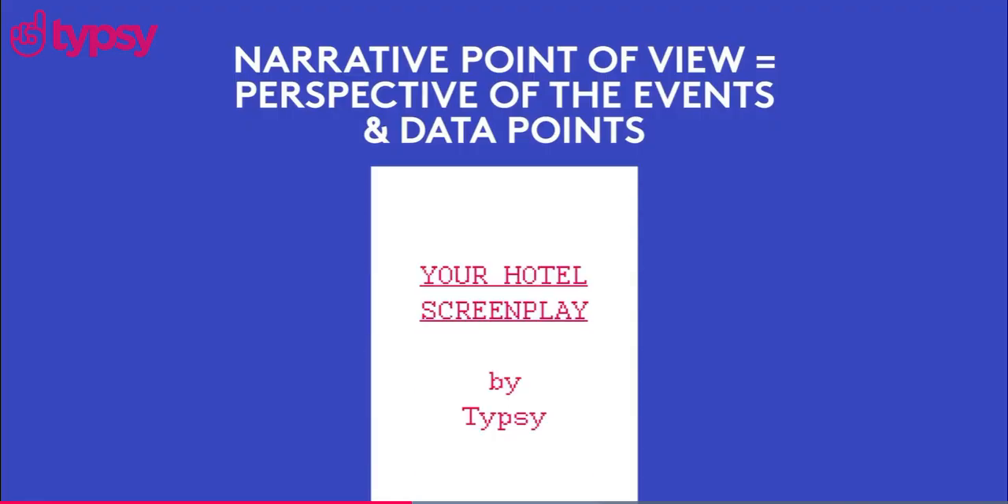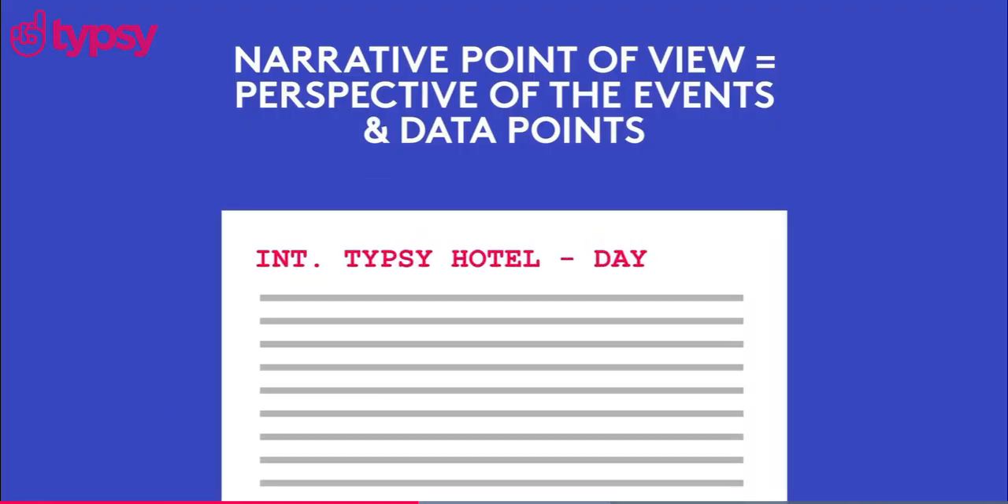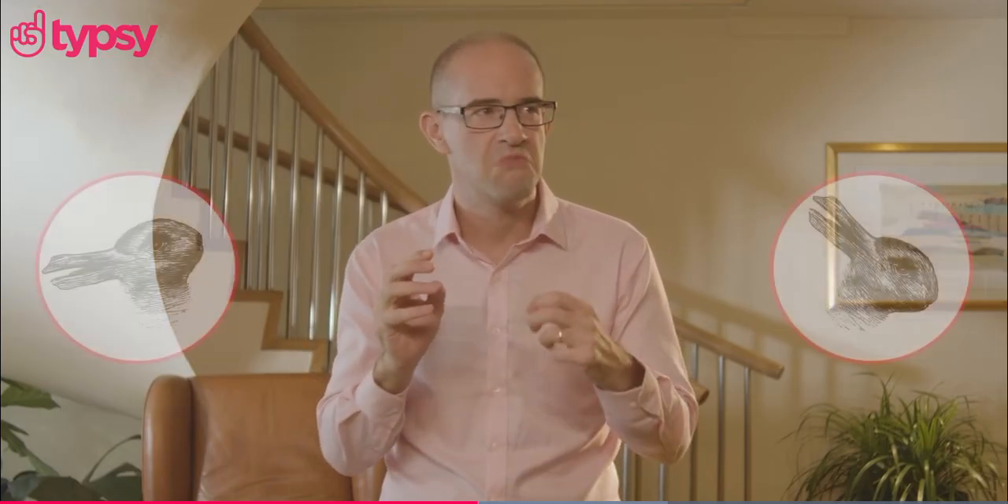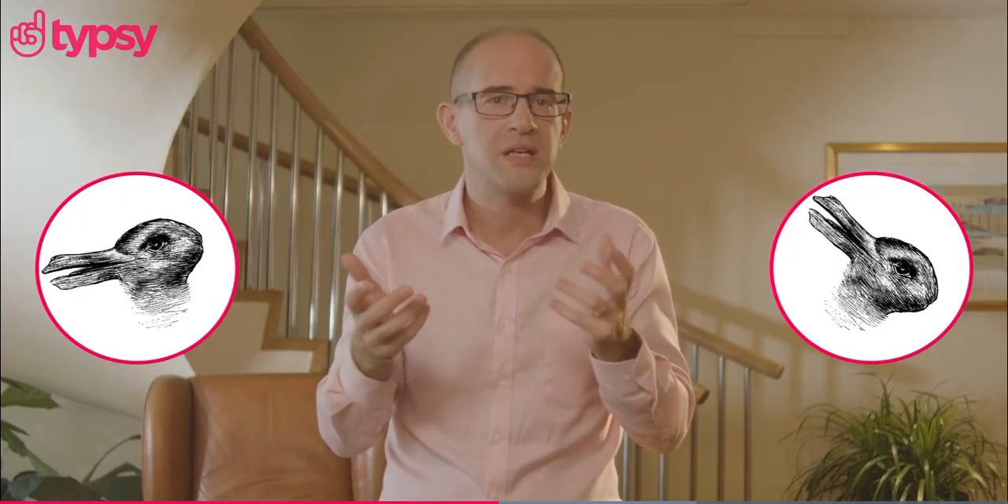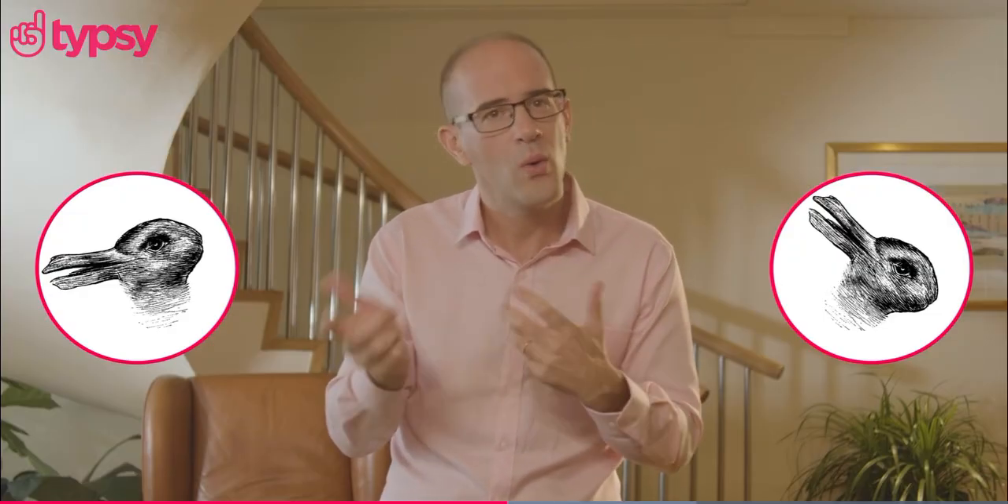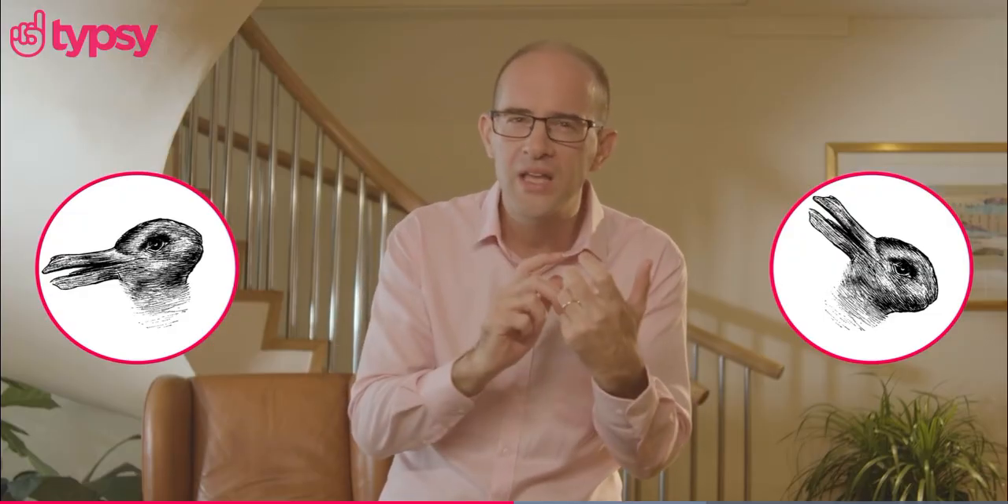And now here is a key part, the narrative point of view. This is where the revenue manager would put their spin on the entire data spectrum and the sequence of events to make a story positive, to make it negative, to make it opportunistic, or even risky. It's like looking at an optical illusion. Is it a rabbit? Is it a duck? Yet neither answer is objectively wrong, but depending how you look at it, one answer can seem more right than the other.